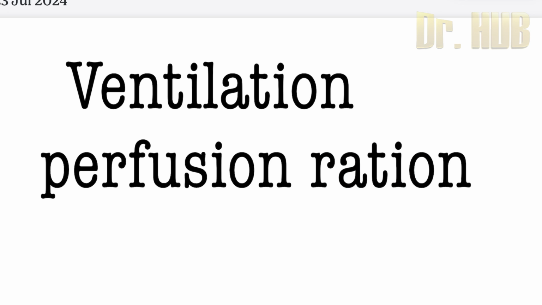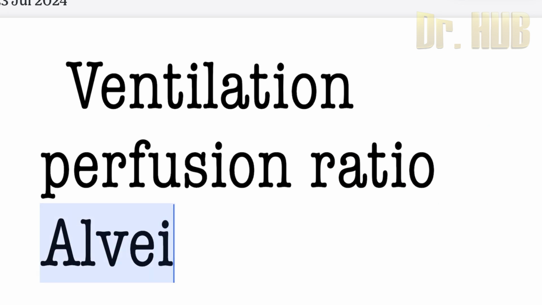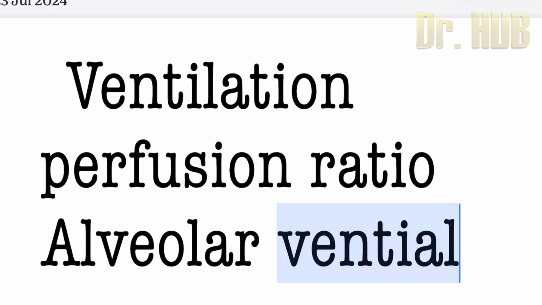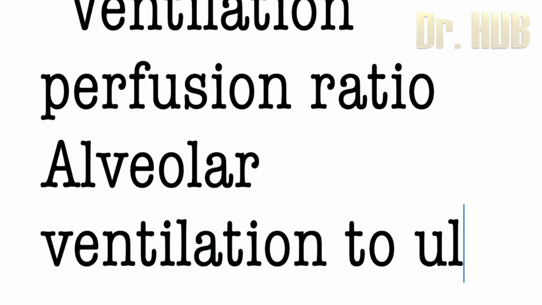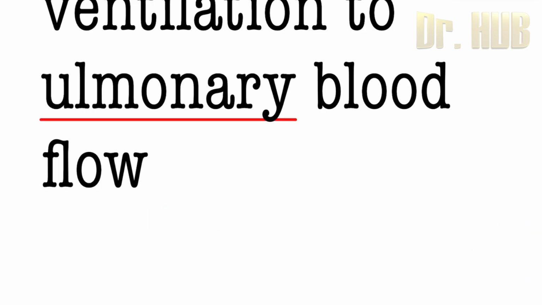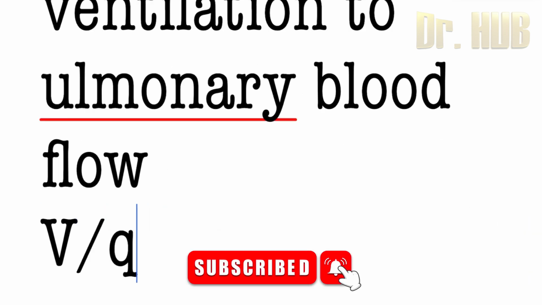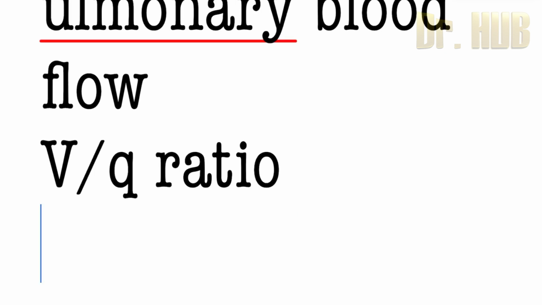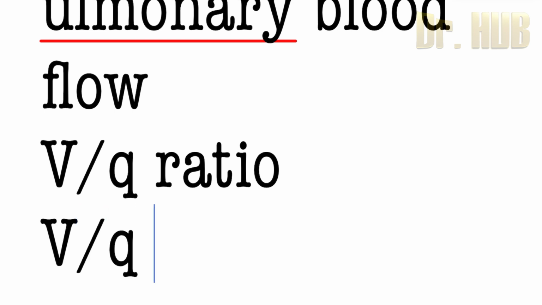Ventilation perfusion ratio. As per this, it is the ratio of the alveolar ventilation to the pulmonary blood flow. So this is nothing but the V by Q ratio: alveolar ventilation by the pulmonary blood flow. For the whole lung at rest, the V by Q ratio value is 0.8.